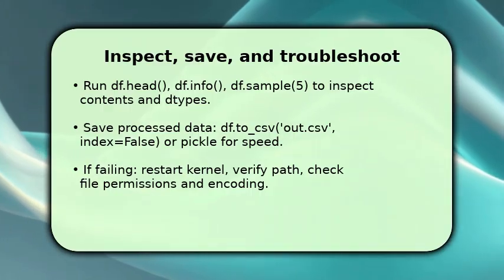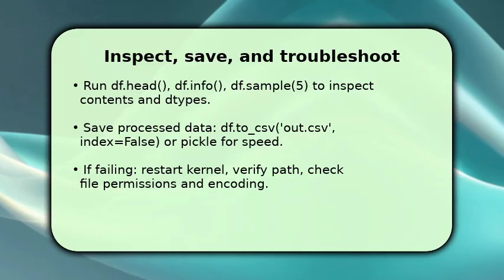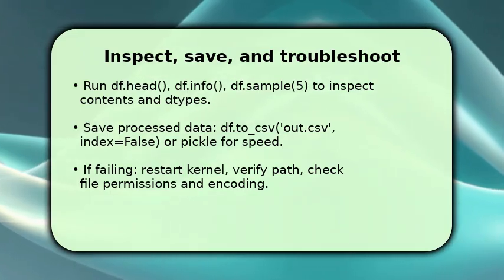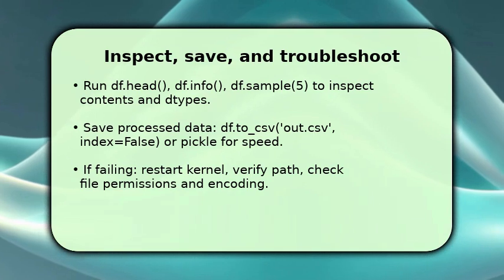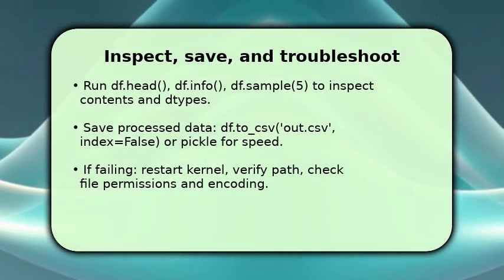If something goes wrong, restart the kernel and rerun cells, then check the file path, permissions, and encoding. These issues are the most common causes of load failures and are usually quick to fix.